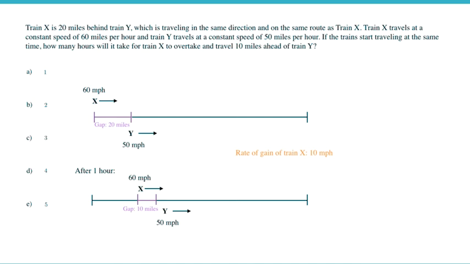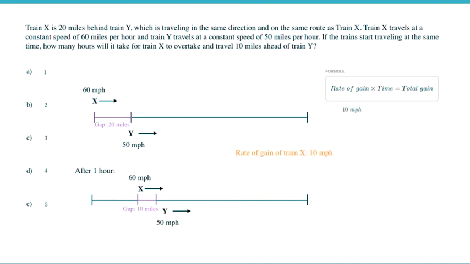Now that we know the rate of gain of train X, we can use the formula rate of gain times time equals total gain. In other words, if we take how quickly train X catches up to train Y, multiply it by how long they travel together, we'll be able to determine the total number of miles that train X gains on train Y. So now let's put in the information that we know.